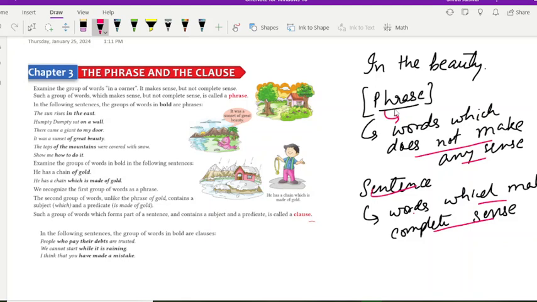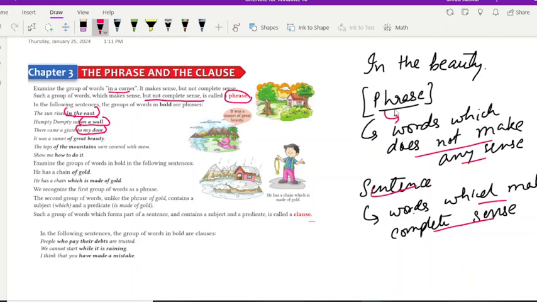See, in a corner, does this group of words make a complete sense? No, it makes sense but not a complete sense. Such a group of words which makes sense but not a complete sense is called a phrase. Did you get it? Any kind of doubt? The sun rises in the east. If I say only in the east, will it make any sense? Humpty Dumpty sat on a wall. If I say on a wall, will it make sense? There came a giant to my door. To my door, will this make any sense?